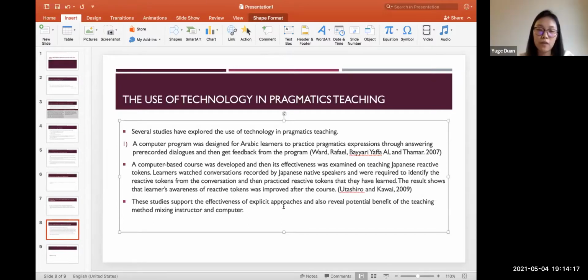So the above-mentioned studies support the effectiveness of explicit approaches and also provide us a potential benefit of teaching pragmatics with mixed techniques. So instructors and computers, both of them can provide some advantages to teaching pragmatics.